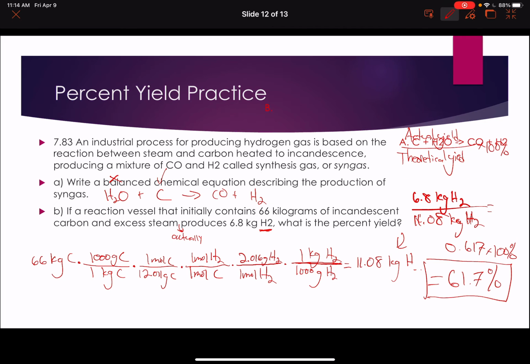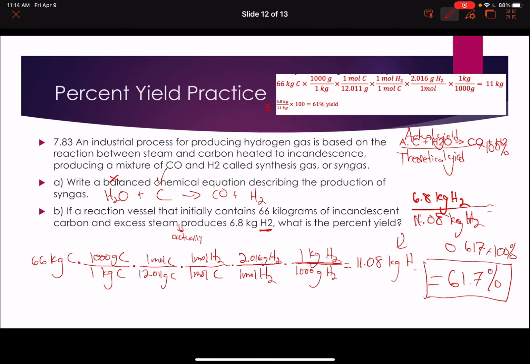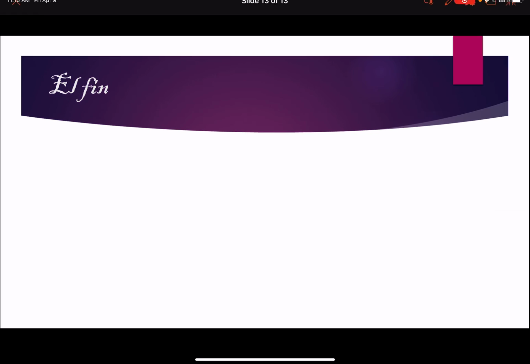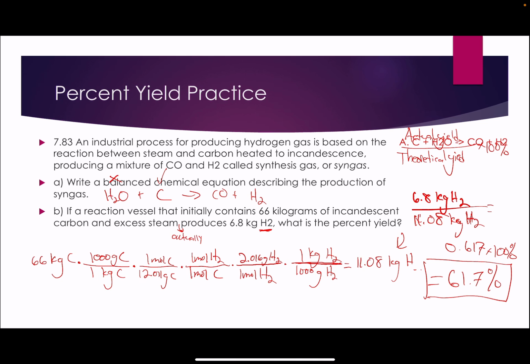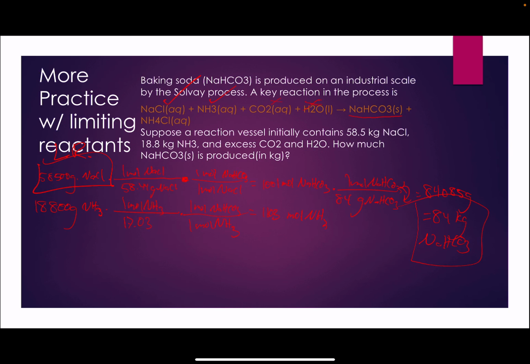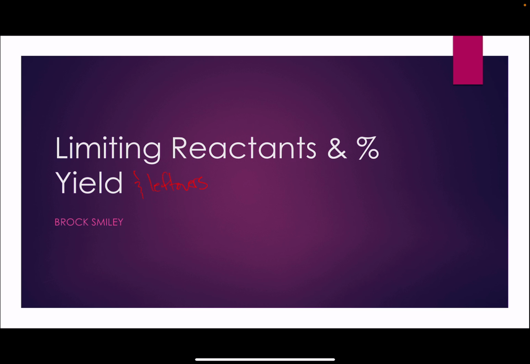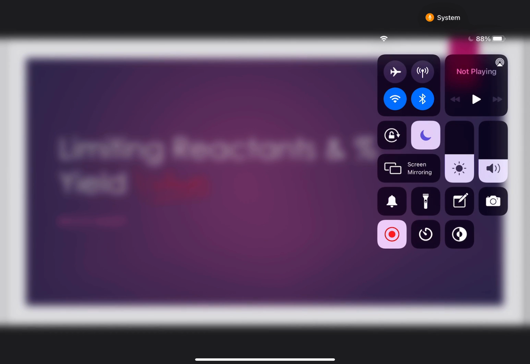Awesome, where is the answer? Cool. And those are our calculations. Yep. Looks right, about 61%. Awesome. So that is limiting reactants and percent yield as well as leftovers.